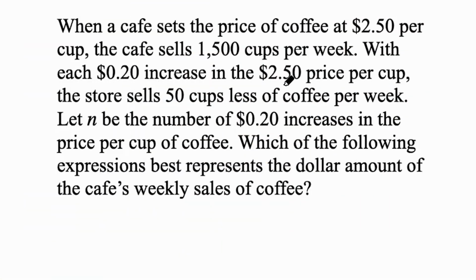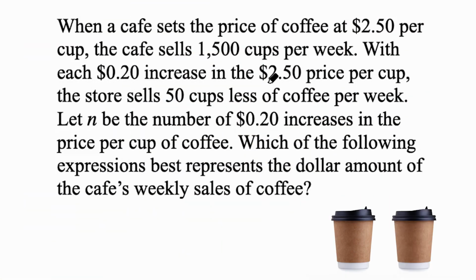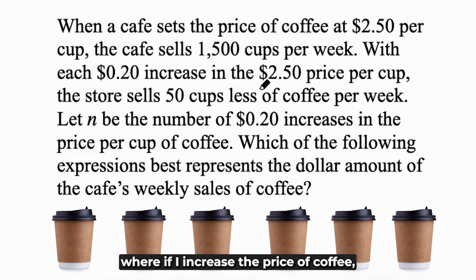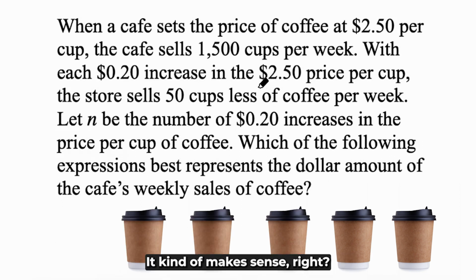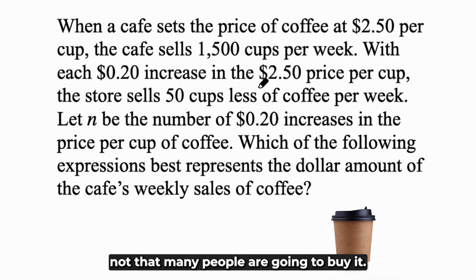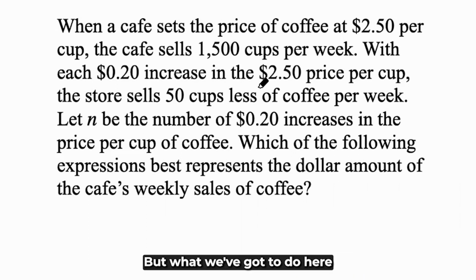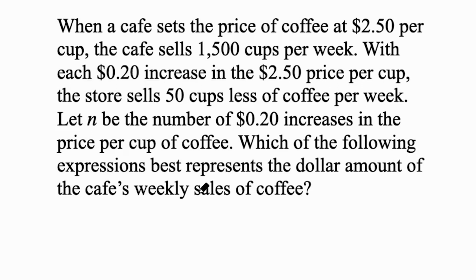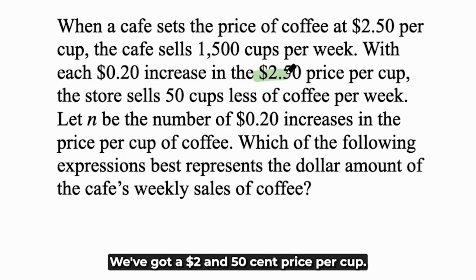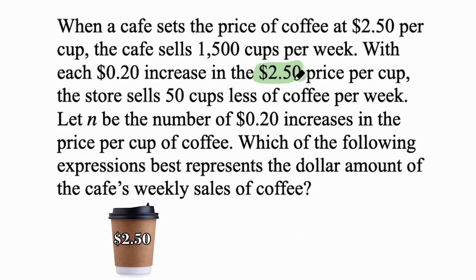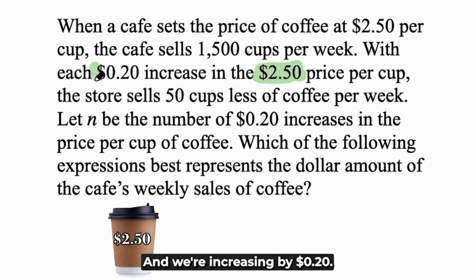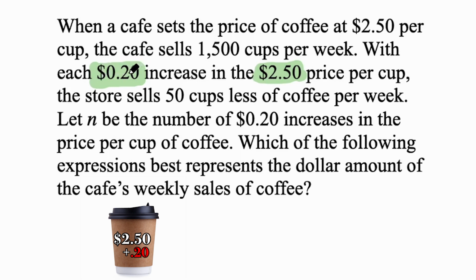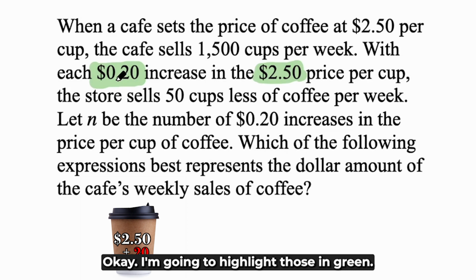We've got some money, we're increasing the price of coffee, and we've got some numbers of cups where if I increase the price of coffee, I sell less coffee. It kind of makes sense, right? Because if the coffee's 20 bucks a cup, not that many people are going to buy it. But what we have to do here to get a little intuition is try to group all of the numbers that have similar units. We've got a $2.50 price per cup, and we're increasing by 20 cents. Those are both units of dollars or cents, and they're comparable because they're both money. I'm going to highlight those in green.